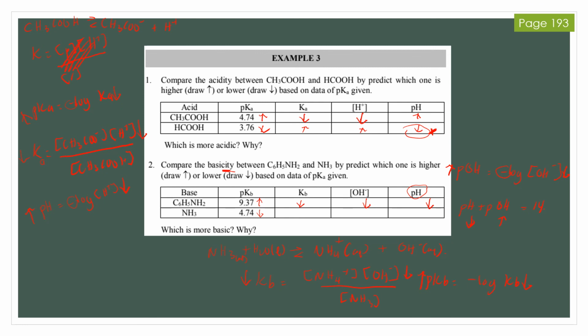So, yang ni compare je lah. Dah ini rendah, ini tinggi. Rendah ni tinggi lah kan. Yang ni tinggi. Ni rendah juga. So, ni tinggi. Okay, which is more basic? Mana yang nearer to 14? So, yang ni adalah nearer to 14. Sebab dia ada higher pH. Okay? Tak clear? Repeat balik.